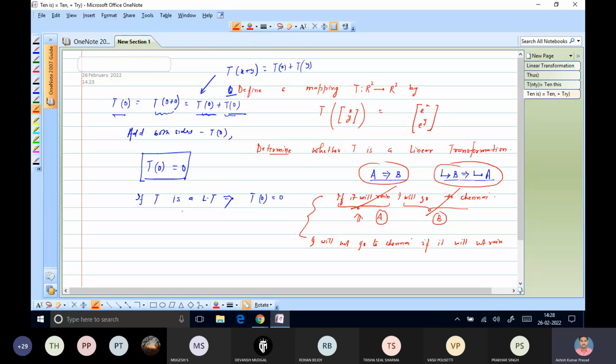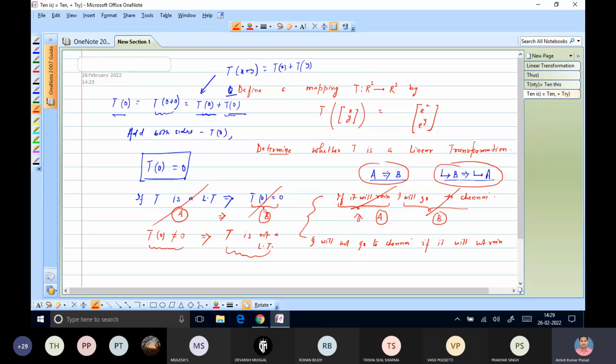This is your statement A: T is a linear transformation. If T is a linear transformation, T0 equals 0, this is your statement B. And here A implies B. So not B, T0 is not equal to 0, will imply not A, that T is not a linear transformation. So T0 not equal to 0 implies T is not a linear transformation.